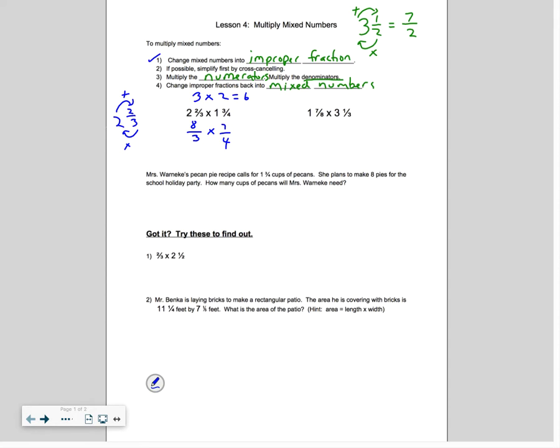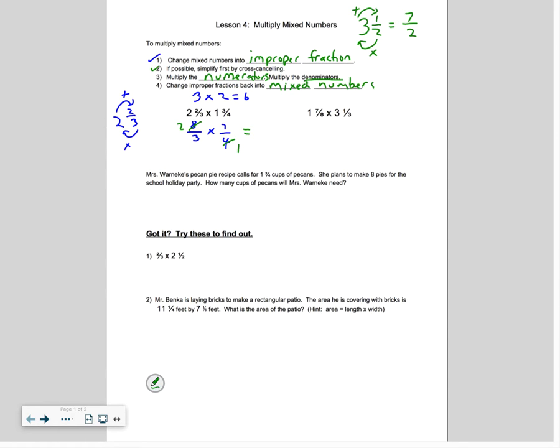Okay, now that was our first step. Our second step is, if possible, simplify by cross-canceling. And if I look, I can cancel out the 4 and the 8 because they have a common factor of 4. So 4 divided by 4 is 1, and 8 divided by 4 is 2.